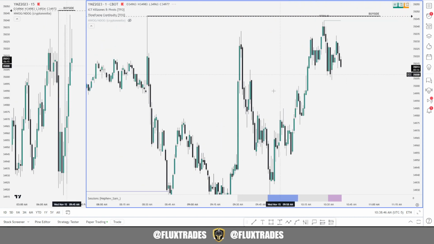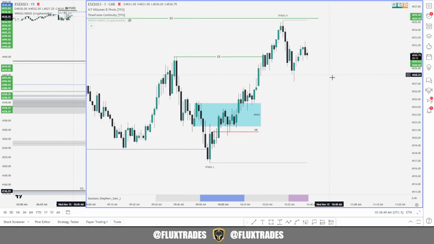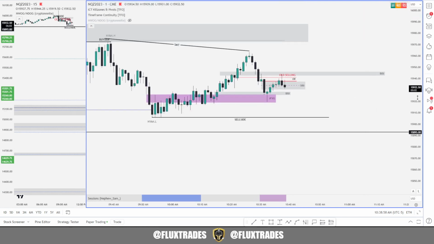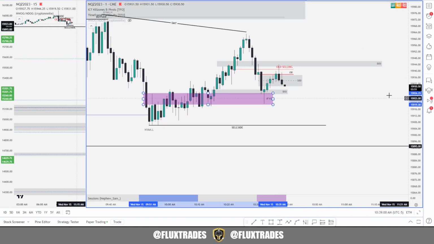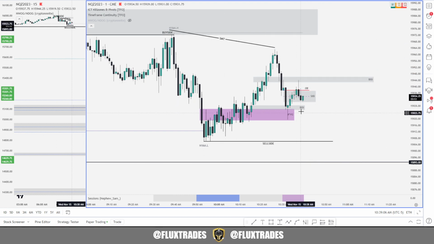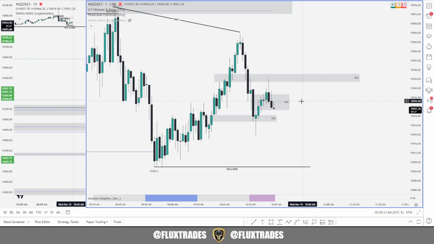YM didn't sweep out their buy side yet. Yes, disrespecting the bearish order block there, closing all the way through the top end. Like to see it support price now. We have volume imbalances in here. Same thing with NQ. Let me actually clean up this NQ chart. Actually, we'll keep that on.